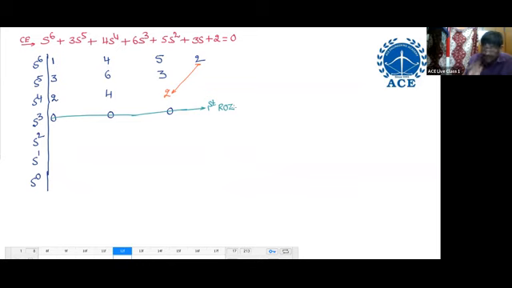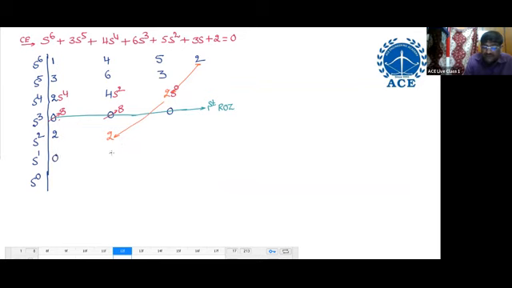For the first row of zeros, what I told: this should be s power 4, this is s square, this is s power 0. Replace the zeros by power into coefficient. 2 into 4 is 8, 2 into 0 is 0. Next, the s square coefficient: 8 into 4 is 32, 32 minus 16 is 16, 16 by 8 is 2. Next, the s power 0 coefficient: shift the diagonal. 16 minus 16 is 0.